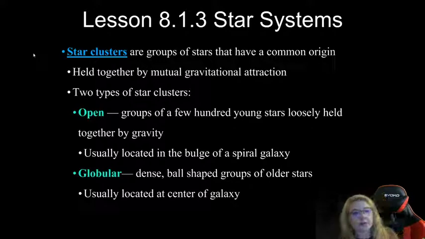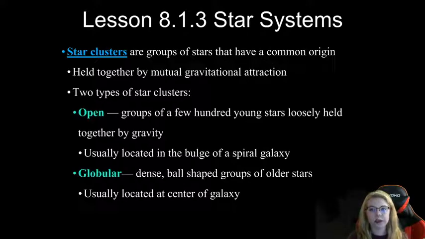Star clusters, on the other hand, are groups of stars that have a common origin. They are held together by mutual gravitational attraction. So just like we talked about in the previous video, it's that gravitational hold around a common center of mass. It's the same for star clusters, basically. Mutual gravitational attraction. And there are two types of star clusters. There's open and globular. So open star clusters are groups of just a few hundred young stars that are loosely held together by gravity. They're usually located in the bulge of a spiral galaxy.